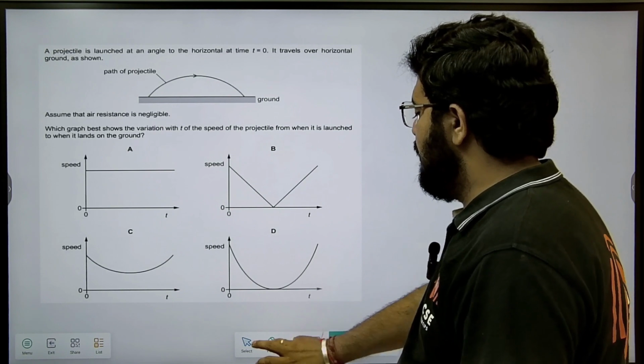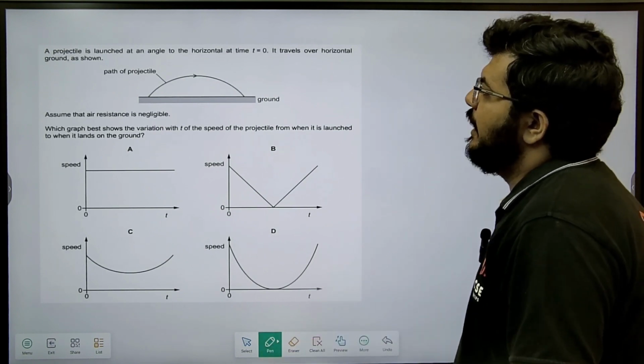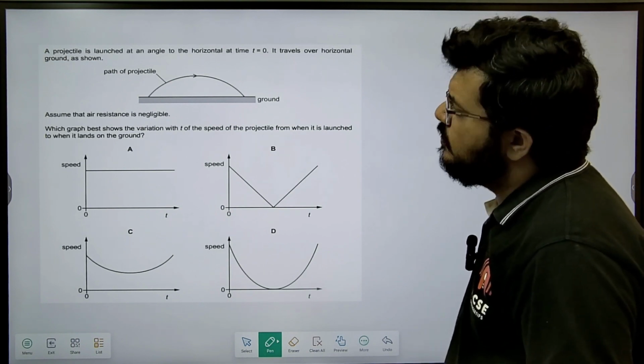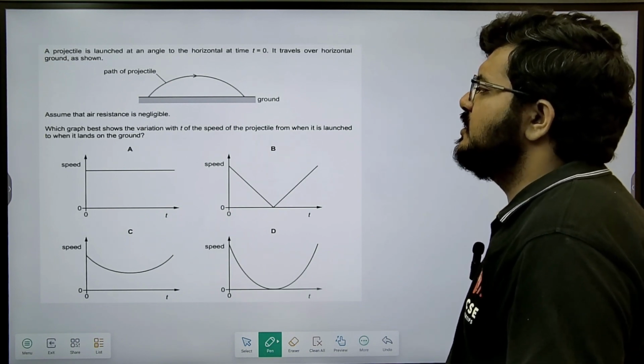Okay, then we have: a projectile is launched at an angle to the horizontal at time t equal to 0. It travels over horizontal ground as shown. Assume air resistance is negligible.